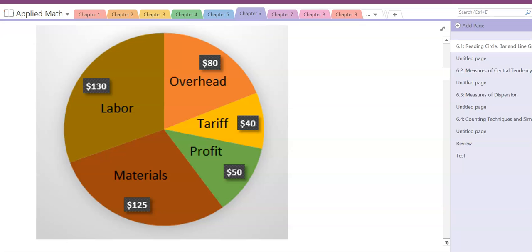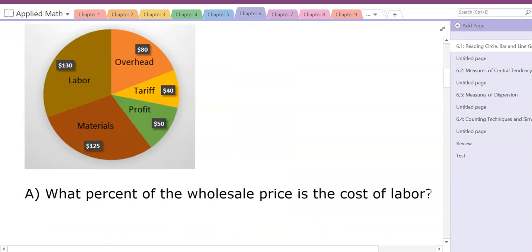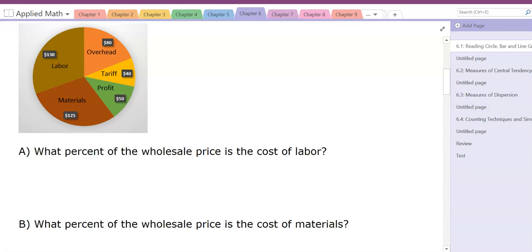Do you guys know what tariff means? Tariff is tax. Okay, so how much they had to pay in tax on things. And then overhead, that could be like a processing fee or something like that the company can't control. So they're asking a couple of questions here about our graph. The first one says, what percent of the wholesale price is the cost of the labor?